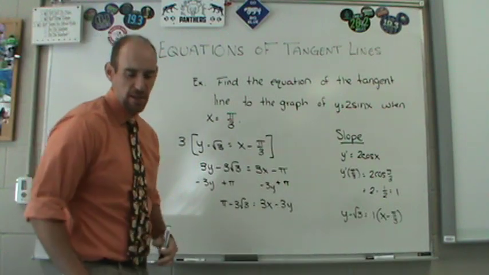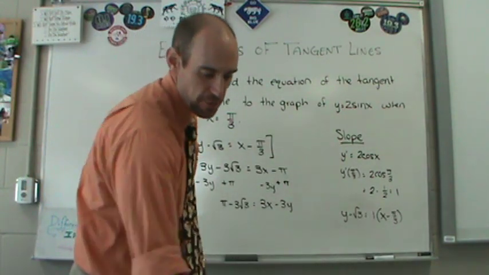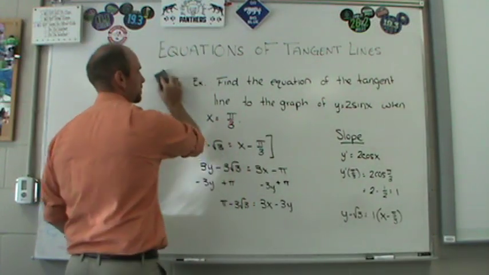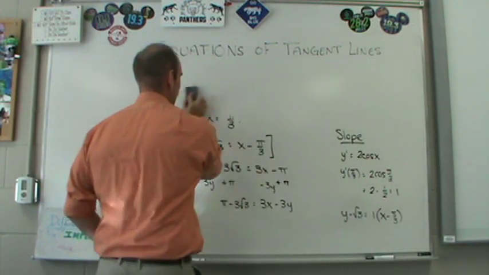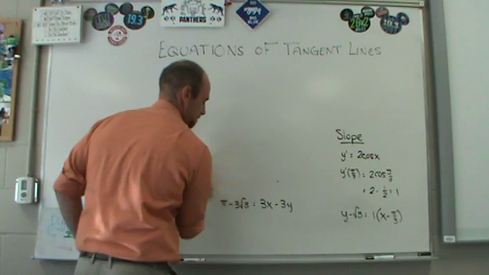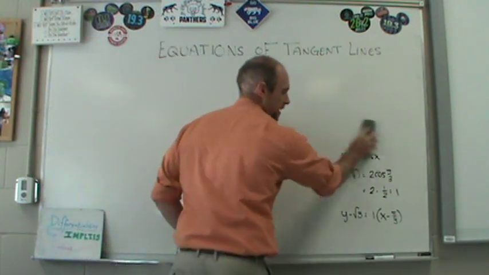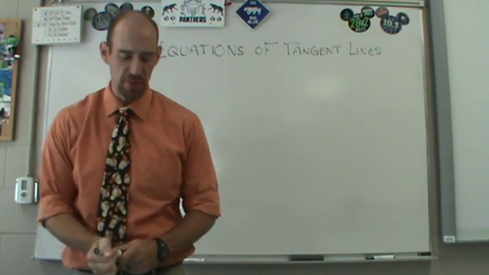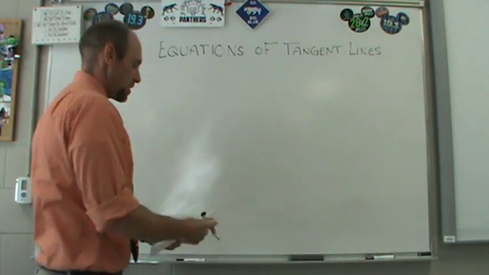All right, let's take a look at another example. And this one's going to be a little bit different, but it kind of talks about the idea of tangent line and slopes. We're going to see if we can find a specific place where a tangent line has a specific slope. All right, so let's see what we can find here.